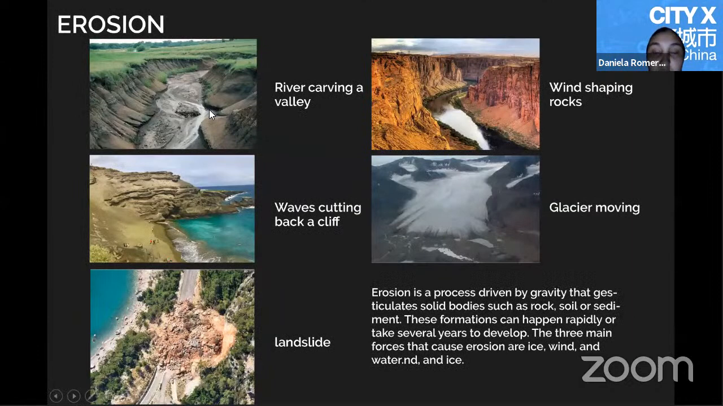And so for our first structural system, we decided to work with erosion. Erosion refers to when any type of solid body is physically modified by external forces like waves, rainfall, snow, or wind. And these changes can happen quickly or could take years to develop.